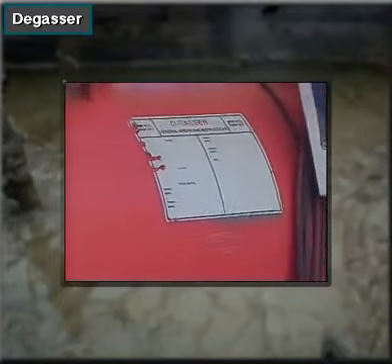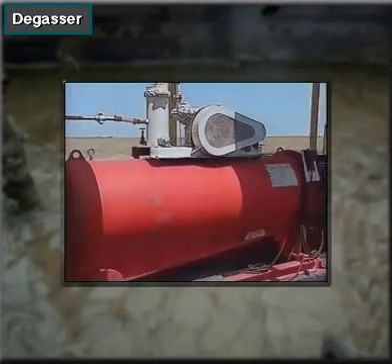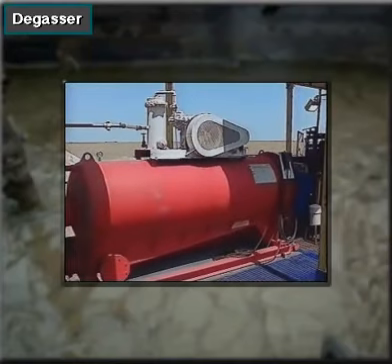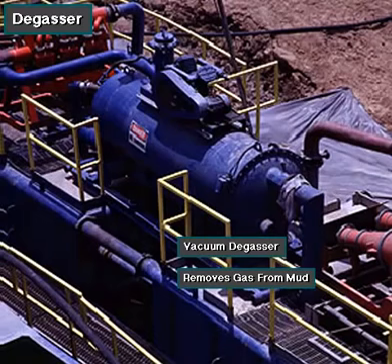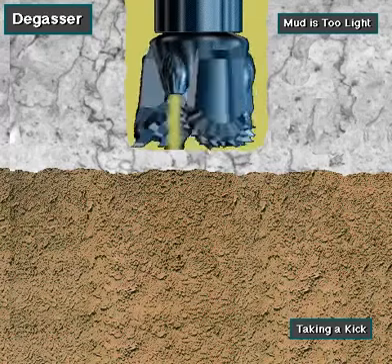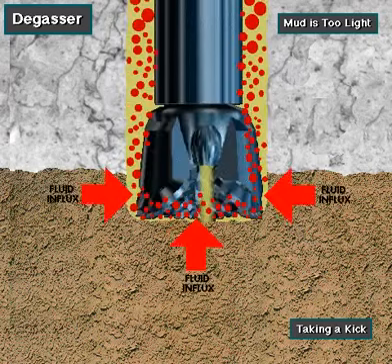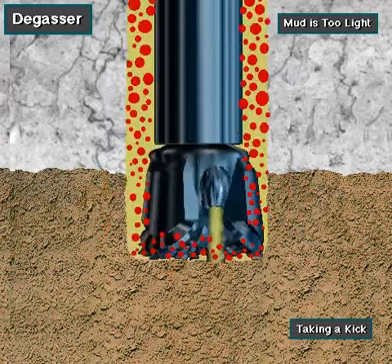Sometimes, the crew sends mud through a vacuum degasser. The degasser removes gas from the mud. If the gas were not removed, it could make the mud too light, not dense enough. As a result, the well could kick. Formation fluids can enter the wellbore and have to be controlled to prevent a blowout.